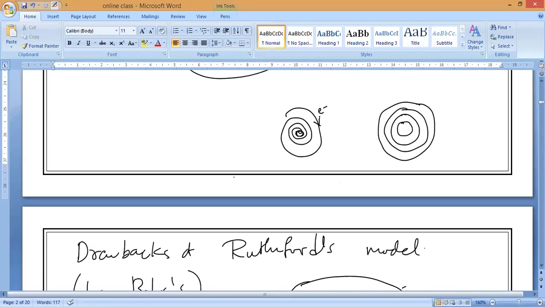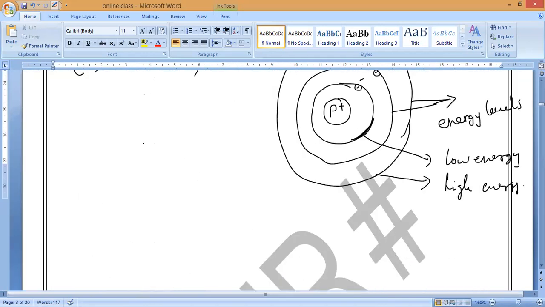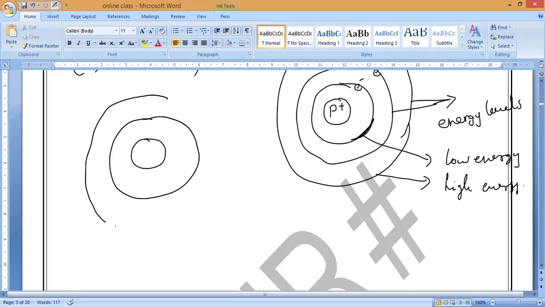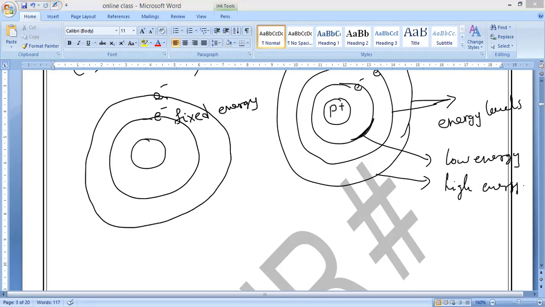But Niels Bohr said that yes, electrons are revolving continuously around the nucleus, but they are not radiating energy. They are revolving with a fixed energy, which is not lost during motion. Did you understand what I'm saying, guys? So that is the second point. He said that they are revolving in a particular orbit or particular energy level around the nucleus, and they do not radiate or lose energy. That is the explanation given by Niels Bohr.